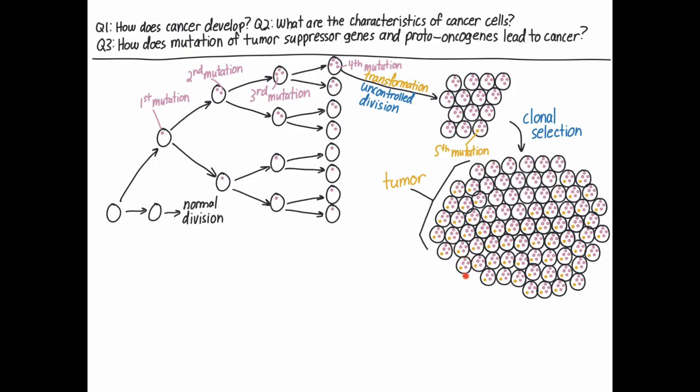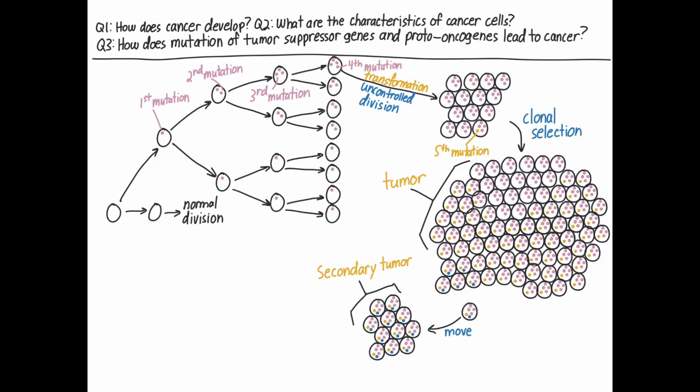One cell of this tumor might gain an additional mutation and pass it on to its daughter cells. That gives them the ability to detach from other cells and move to a different part of the body and reproduce there, forming a second tumor. This is called metastasis. Cancers that metastasize become much more dangerous because these secondary tumors can form in other organs, interfering with their function and threatening the life of the patient.